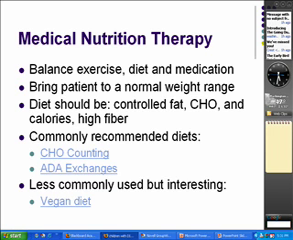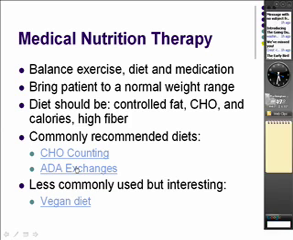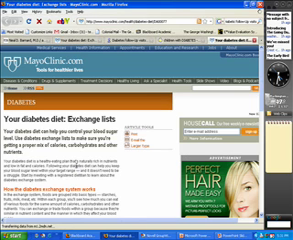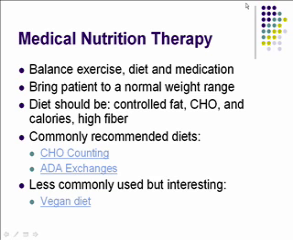The ADA exchanges probably most people are familiar with, and this would include looking at your exchanges for fats, proteins, and carbohydrates, and having the nutritionist then set those up for the patient with so many exchanges per meal time. It's more complicated for the patient, but their diet is likely to be more well balanced with ADA exchanges. More and more people are going to carb counting because it doesn't overwhelm the patient and seems a little simpler to them.